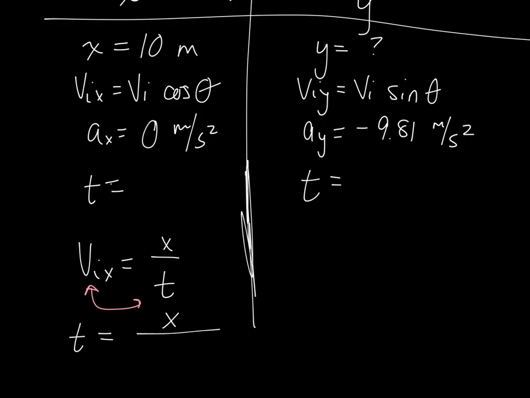Now, what's VIX? It's really VI cosine theta. That's what VIX is. Do we all know that? Okay, that's VIX down there. And it's a constant. Vx isn't changing. You could even call it V bar x. I called it that earlier in the year. Because acceleration is 0 in the x, so the velocity will never change.